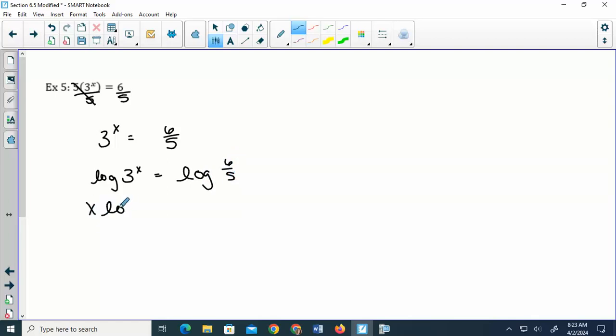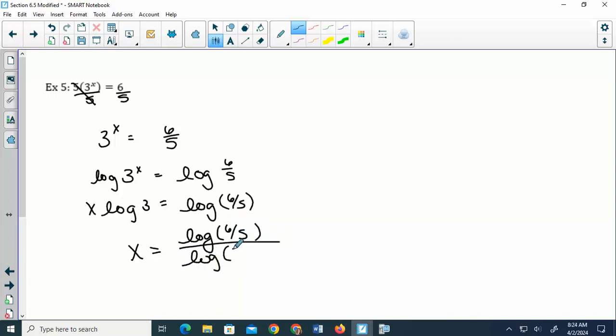So the x comes down. So we have the log of 6/5 divided by the log of 3. That's our exact answer. If I ask for a decimal approximation, it's 0.16595, so 0.1660. And how can you check yourself on these? Plug them back into the original, it should be extremely close.